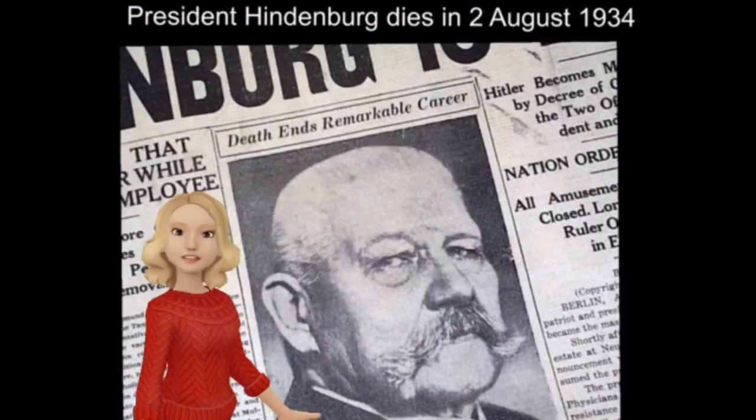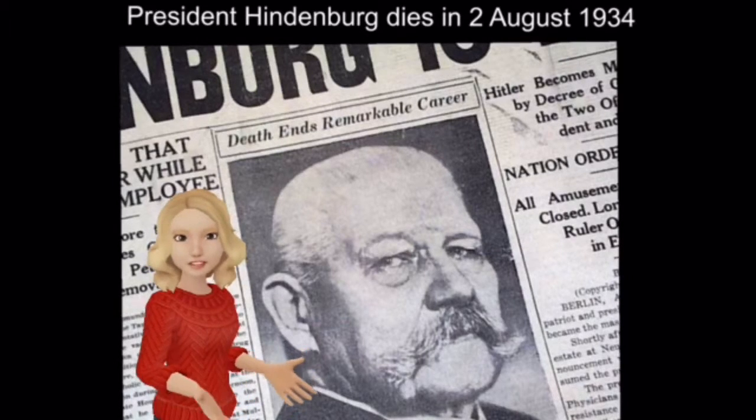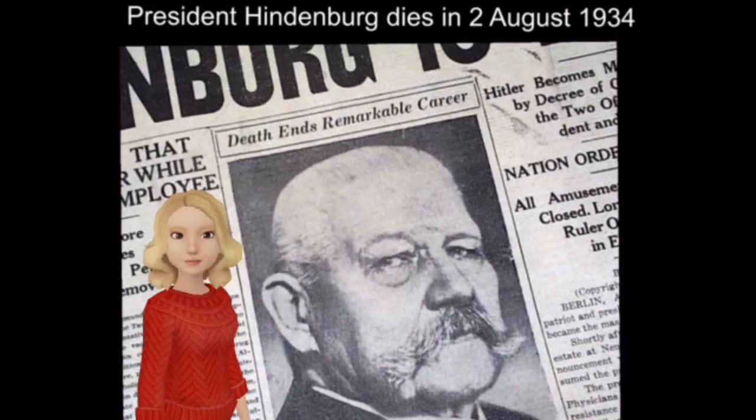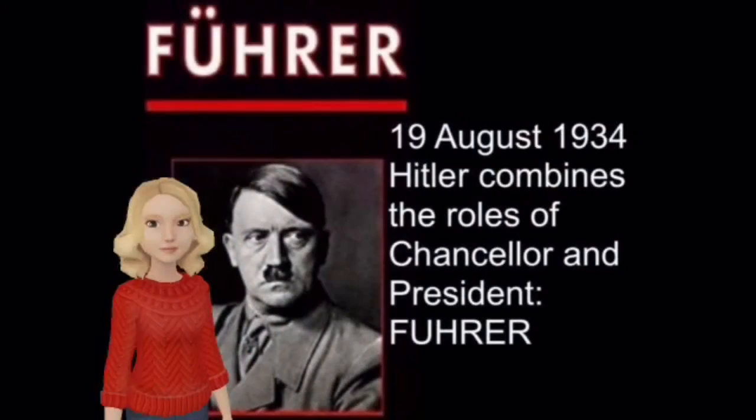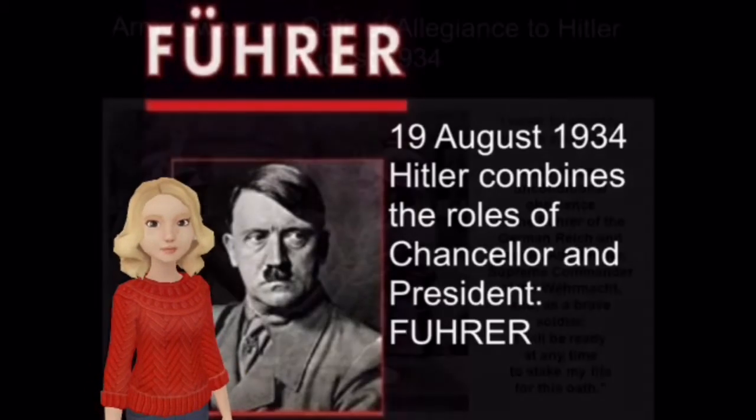Hindenburg was the only person standing in the way of Hitler's dictatorship. But on the 2nd of August 1934, President Hindenburg died. On the 19th of August 1934, Hitler combines the roles of Chancellor and President and appoints himself Führer of Germany.